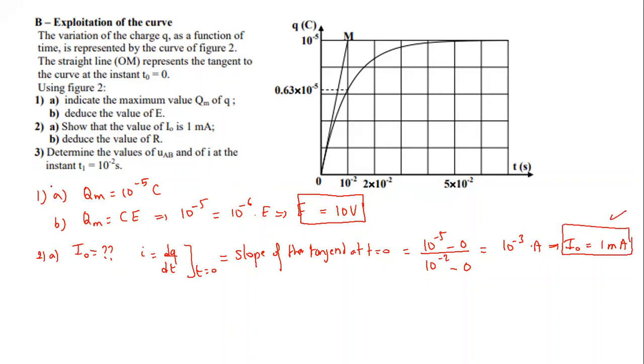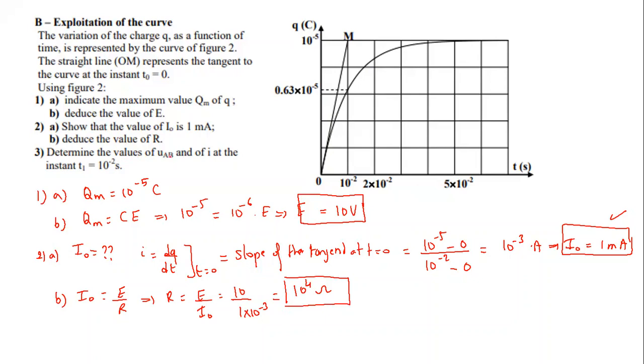Deduce the value of R. So we already said in the previous part that I0 is equal to E over R, which means that R equals E over I0. That means E equals 10, I0 is 1 times 10 to the power minus 3. So we'll get as answer 10 to the power 4 ohm. So this is the resistance.